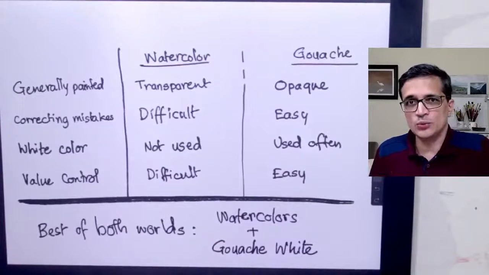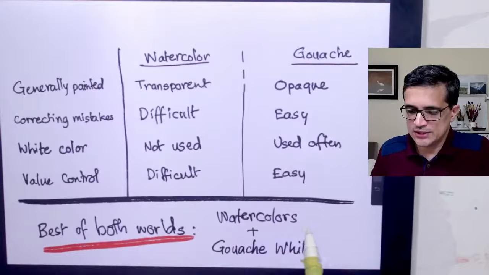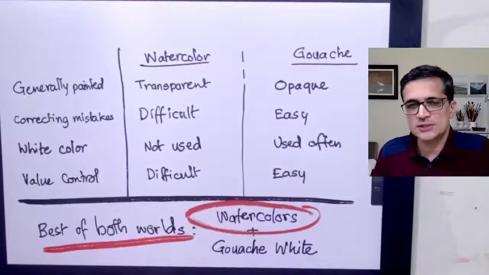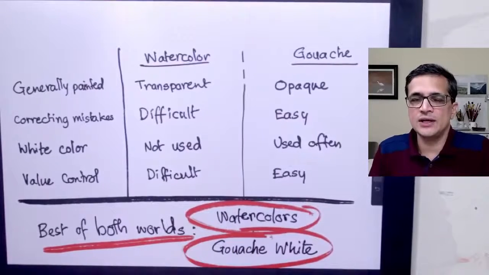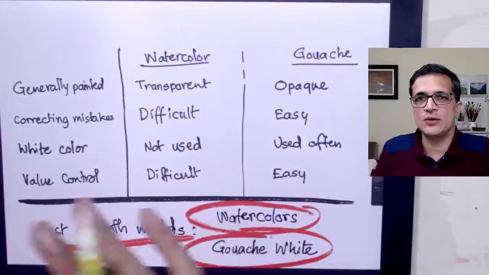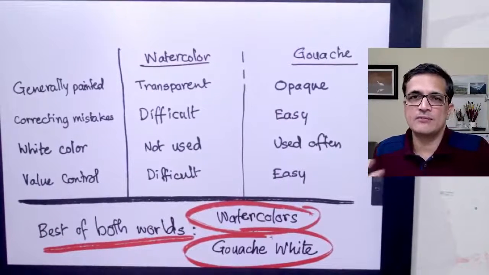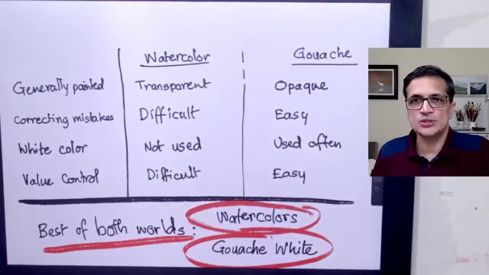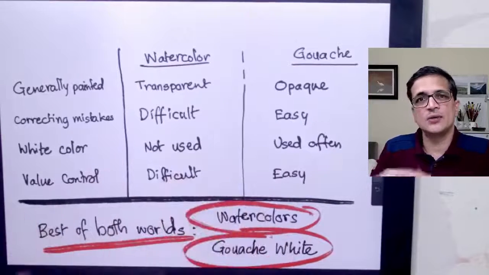What I generally do is go for the best of both worlds. Instead of buying gouache colors separately, I buy watercolors and I buy gouache white as one tube, and then I mix those. Whenever I need a gouache kind of feel, or want to cover up mistakes, change the value, have better value control, or give the painting a more opaque or realistic look, I add gouache white to the transparent watercolors so that I get a gouache color.